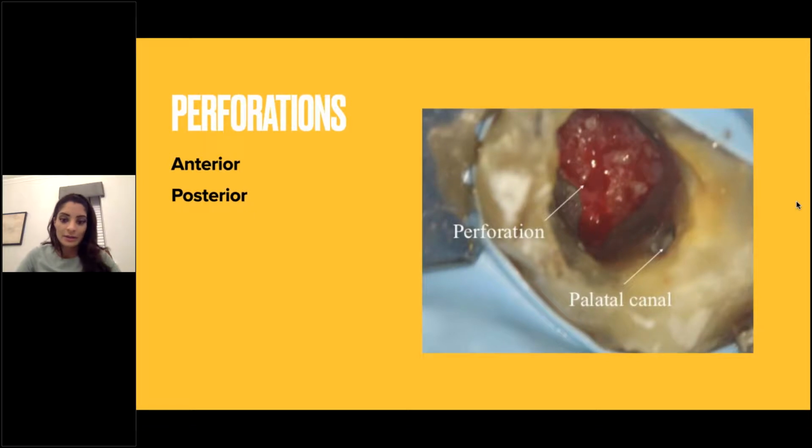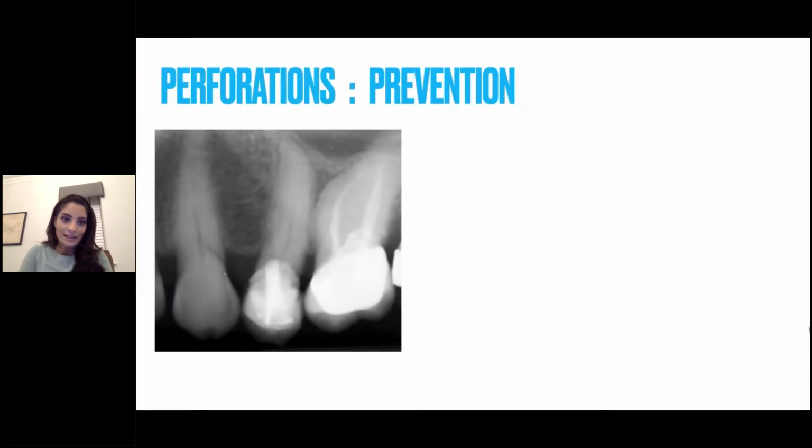So moving on to the next topic, which is perforations. This photo was taken from probably one of the worst perforations I've seen. You can see here, this area down here is a perforation. It's pretty much the whole floor of the pulp. And you can see here, this is the palatal canal where the pulp actually lies. So the best way to fix a perforation is not to cause one in the first place.